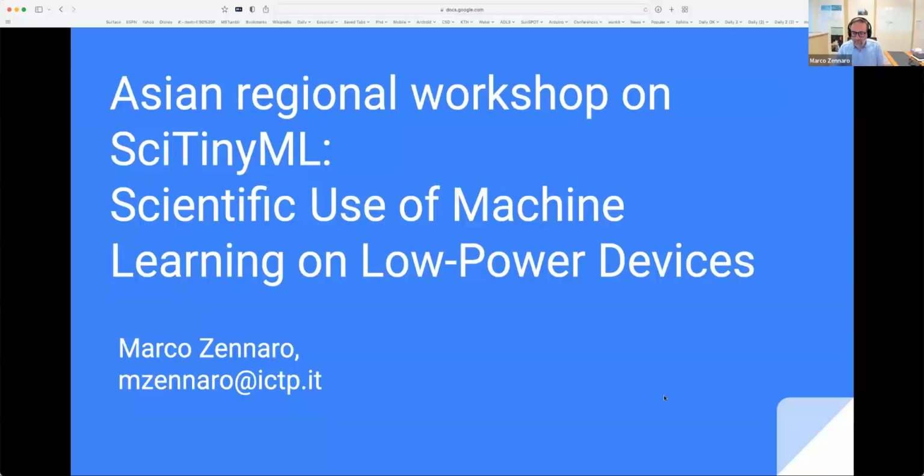Good afternoon, all, and it's morning here in Trieste, and welcome to the workshop on scientific tiny machine learning, on the use of machine learning on low-power devices for scientific applications.